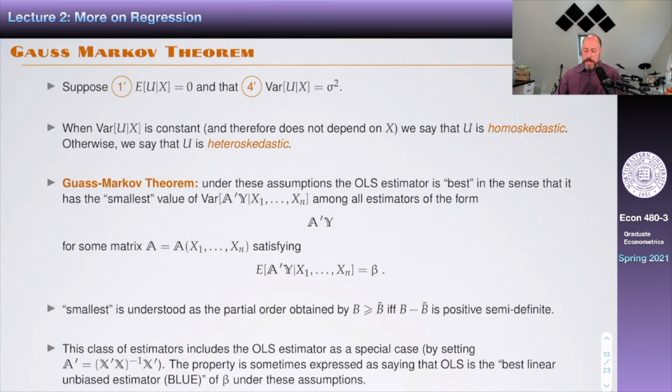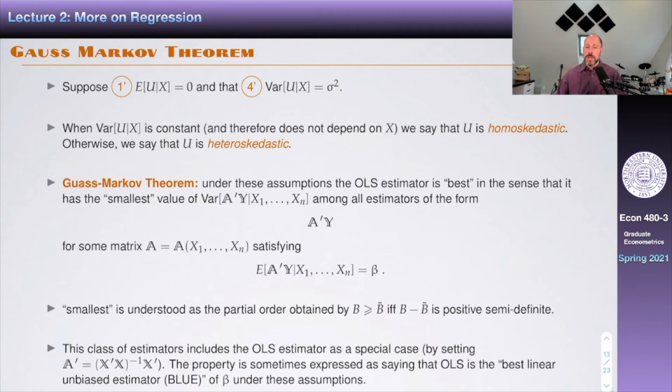The Gauss-Markov theorem says the following. Under these assumptions, the OLS estimator is best in the sense that it has the smallest value of the variance of a prime y conditional on x among all estimators of the form a prime y, where a is just a function of the x's and satisfies expected value of a prime y conditional on x's equal to beta.